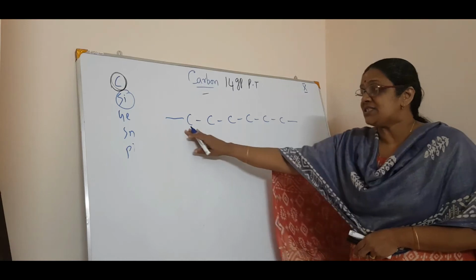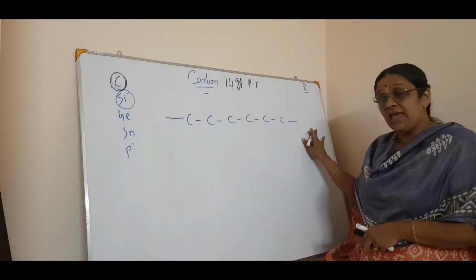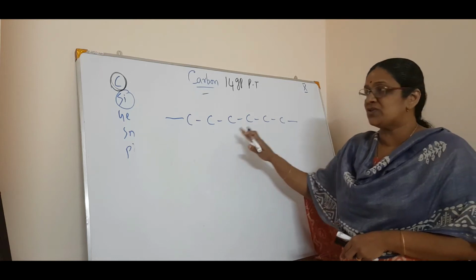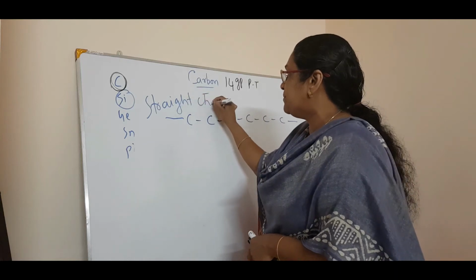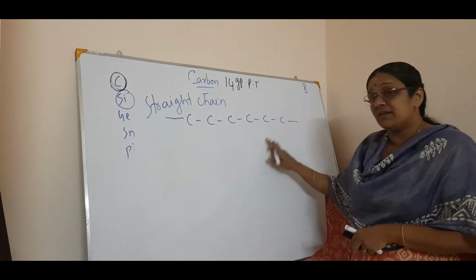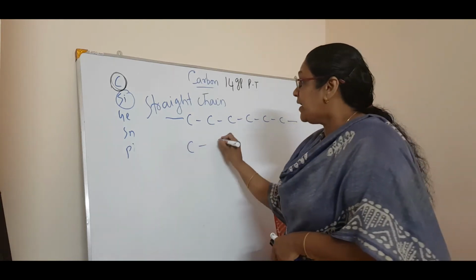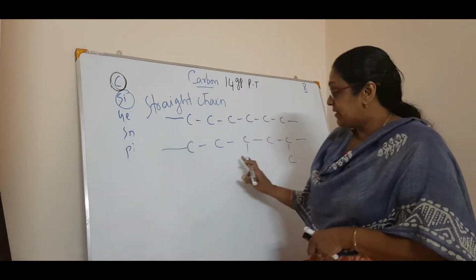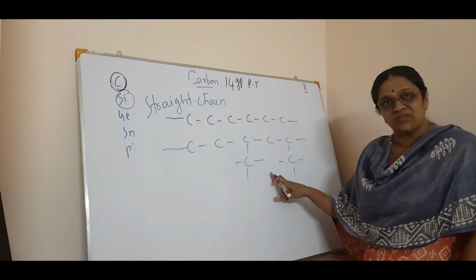Now, this is a straight chain compound. It is a chain, right? And it is straight. There is no branching there. So this is called a straight chain compound. Now, carbon can also form branches. See, this is again a branch, with 4 valency. So it can have branched compounds.